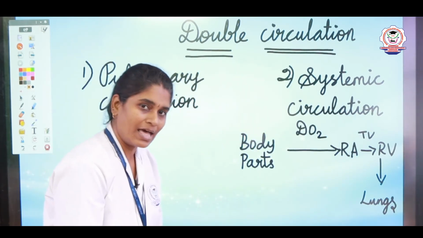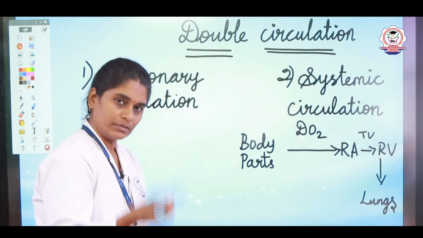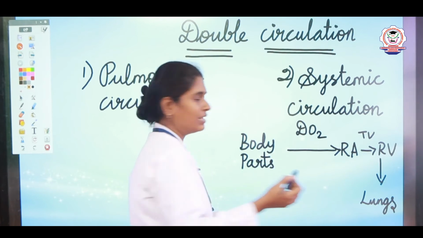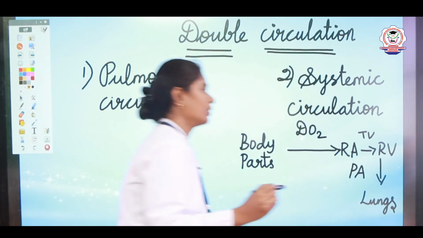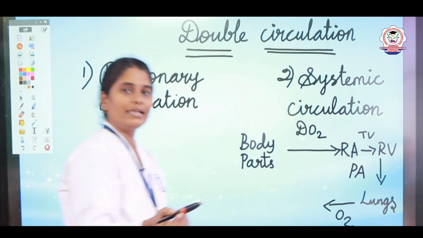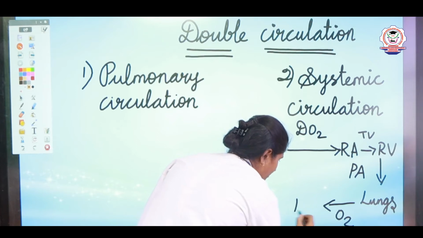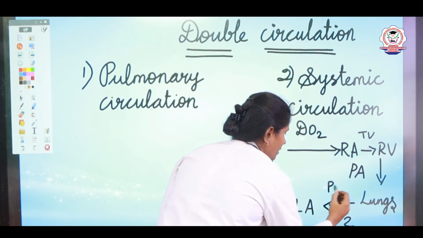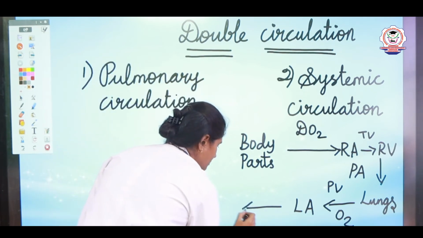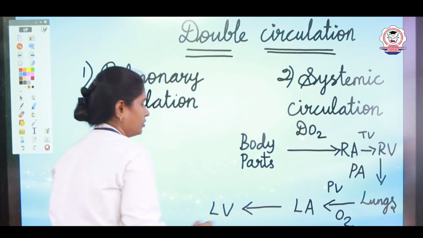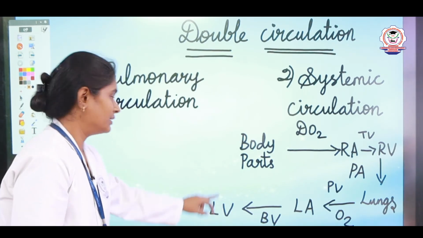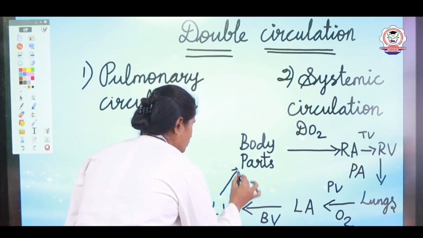Clear? And from the lungs the deoxygenated blood is entered, right. So from the right ventricle the deoxygenated blood is entering into the lungs through the blood vessel which is known as pulmonary artery. Again from the lungs the oxygenated blood is entering into the left atrium through the pulmonary vein. And from the left atrium the oxygenated blood is entering into the left ventricle through the bicuspid valve. And from the left ventricle the oxygenated blood is taken to all the parts of our body through the aorta.